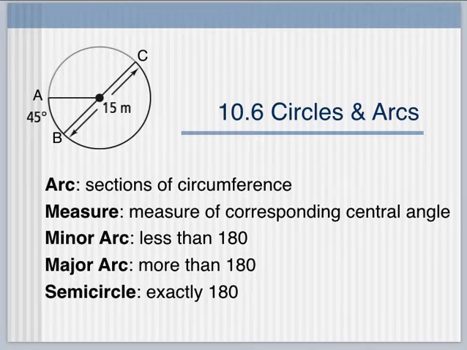A major arc is any arc that's more than 180 degrees, more than half a circle. So the arc from A through C to B, that's more than half a circle, that's a major arc. And a semicircle is exactly 180 degrees, like going from B to C.